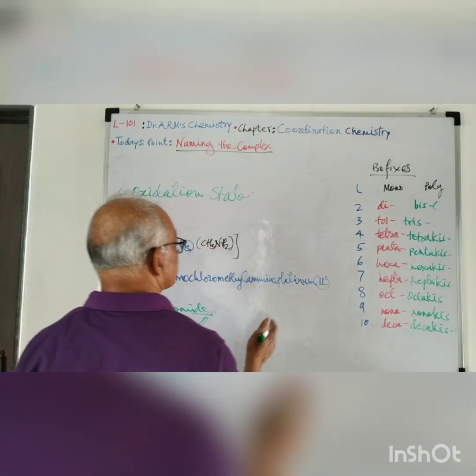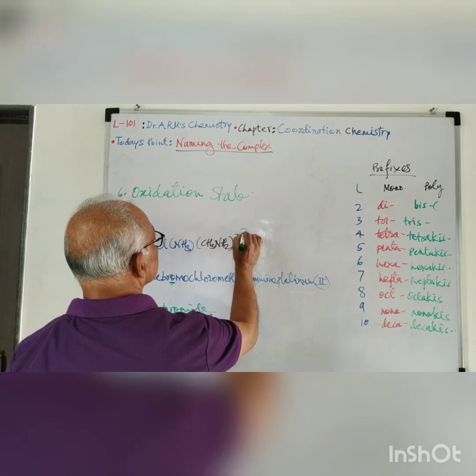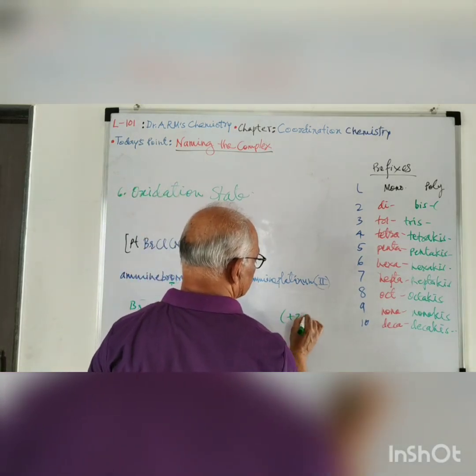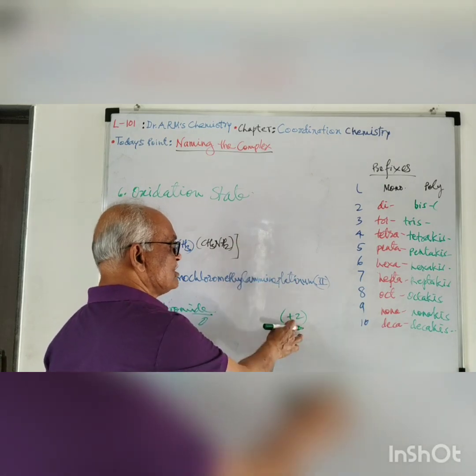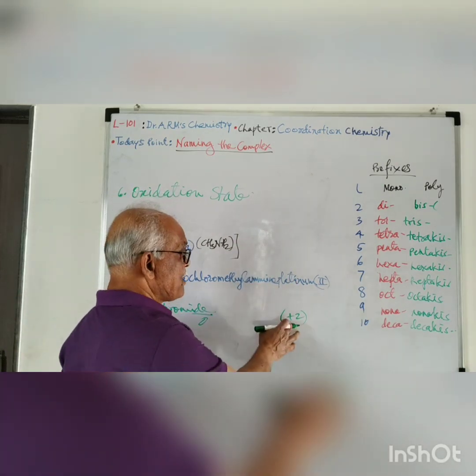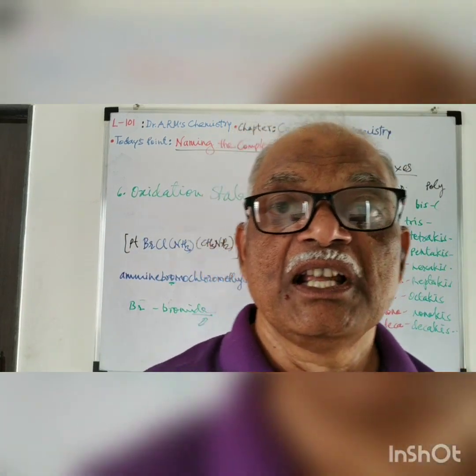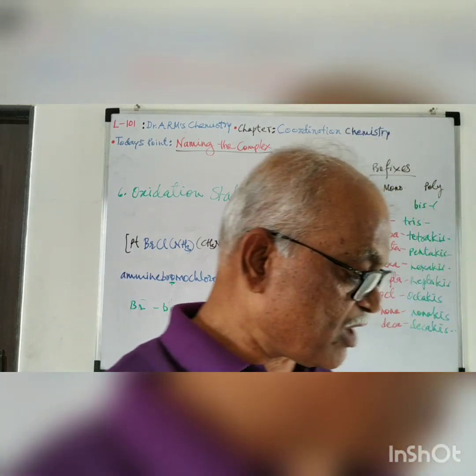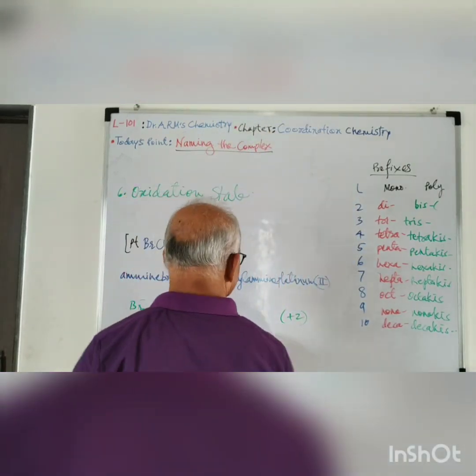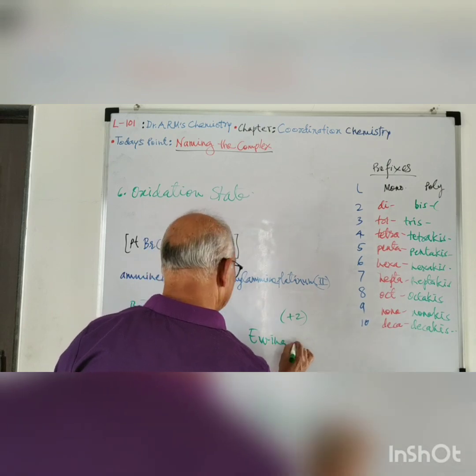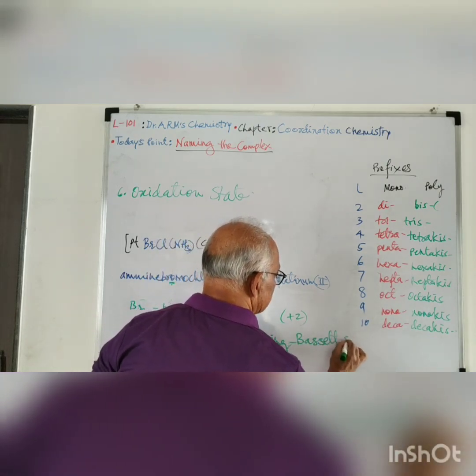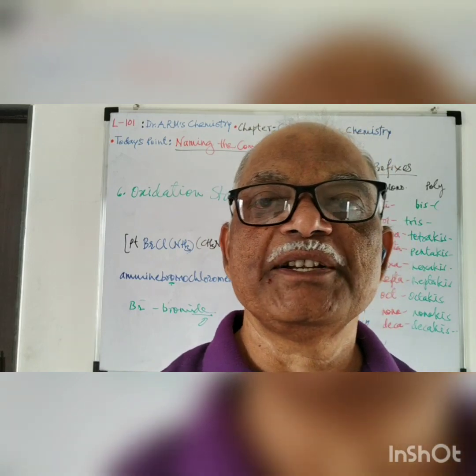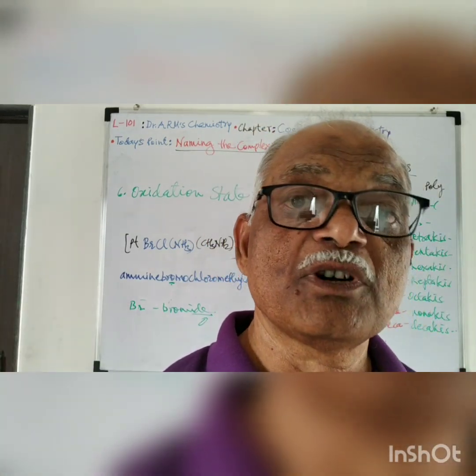So if there is, say, a 2 plus charge on this complex or any other complex, instead of showing the oxidation state we show plus 2 as the charge. This is not the oxidation state, this is the charge on the complex. Because oxidation states are ambiguous, it is better to indicate the charge on the complex in parentheses. This is according to the Ewing-Bassett system. So in case of ambiguity about oxidation states, we indicate the charge on the complex in order to avoid confusion.